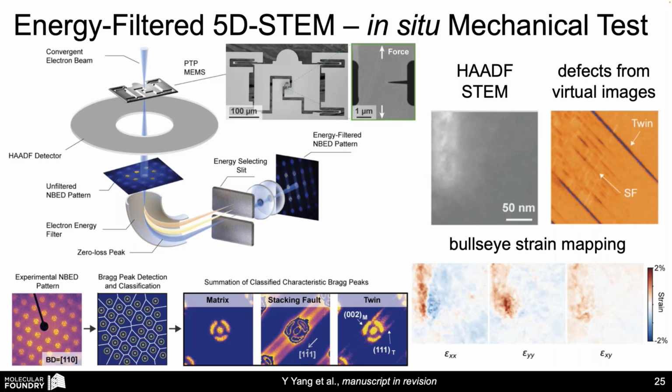And in particular, in this sample, we can also do our strain mapping here. So local deformation of the film measured by the spacing between the Bragg diffraction peaks enabled by these bullseyes.